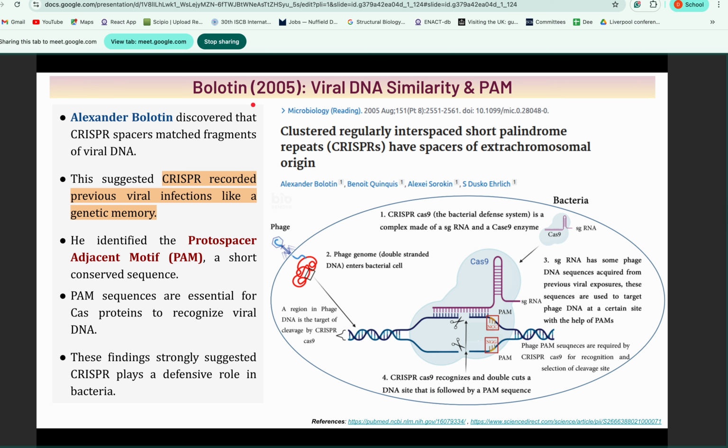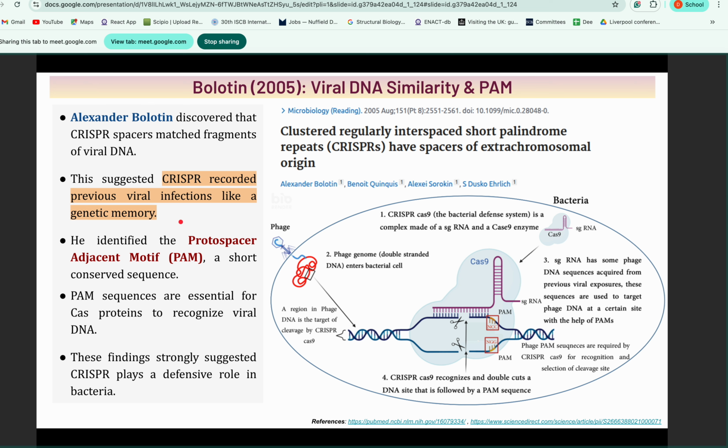So there was another scientist, Volotin, in 2005. He talked about this viral DNA similarity and the PAM. His full name was Alexander Volotin. He discovered that these CRISPR spacers match the fragments of viral DNA, because they were mentioning that there are palindromic repeats, and in between those repeats there are some 35 base pair spacer elements. When they were identifying what these spacer elements are, they observed that these spacer elements resemble the viral DNA. And he suggested that CRISPR is recording the previous viral infection like a genetic memory.